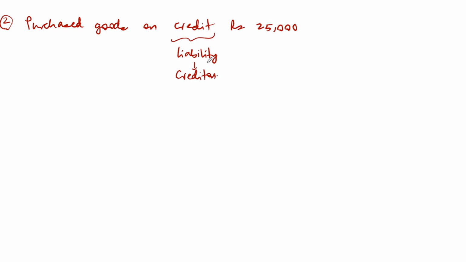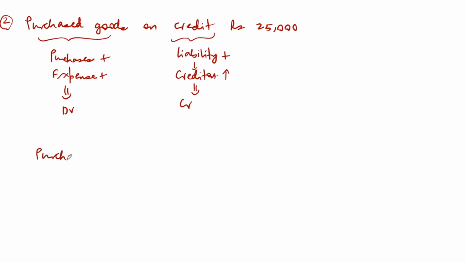It is a liability. Creditors is a liability, so liability goes up. We have not settled the amount, which means we have to settle it at a future date. So our liability is going to increase, our creditors is going to increase. Liability increases, you will credit the liability. Goods being purchased means we have to increase the expense. Purchases is increasing, expense is increasing, so you will debit the expense. So what is the journal entry in this case? You will debit purchase account, debit to creditors account. Creditors is a liability. We will credit the creditors, and the amount is 25,000.